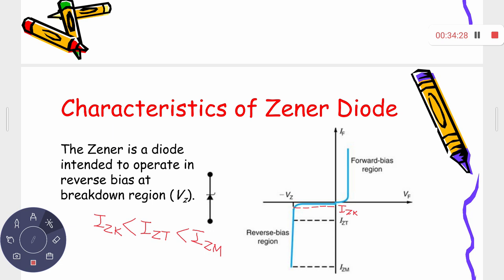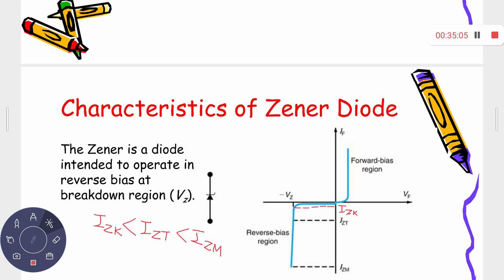So, if this condition is maintained in the circuit, that the current flowing through the zener diode in the breakdown region is within that range, IZK to IZM, minimum knee current to maximum zener current, then the diode can be used. Even if the diode is in the breakdown region, it can still be used for a noble purpose.